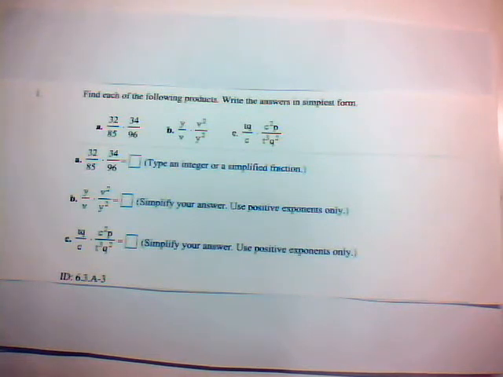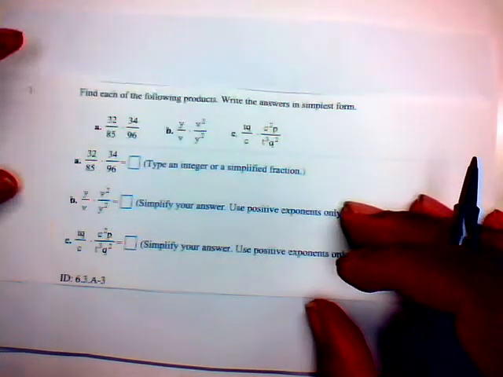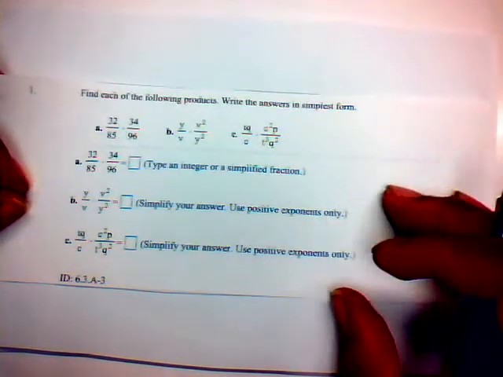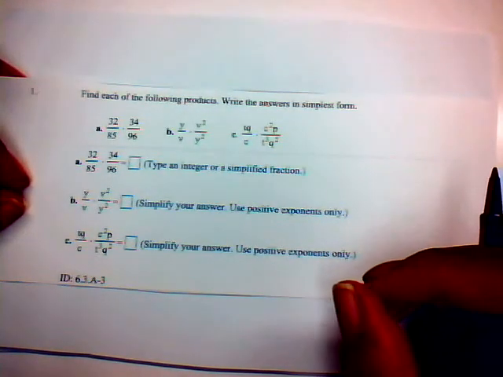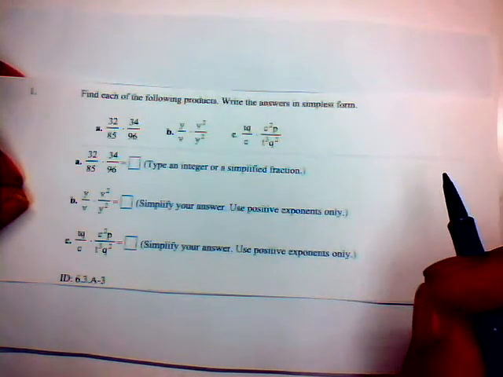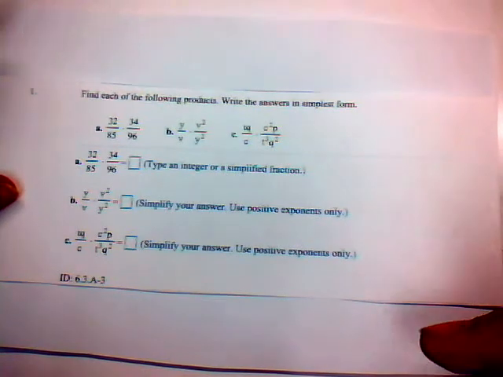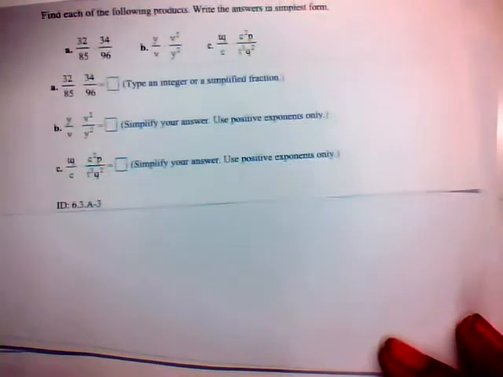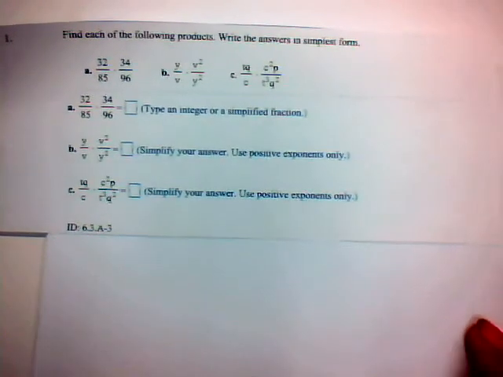We'll look at some of the homework problems in section 6.3 that deals with multiplication and division of fractions. In this case, the first problem is to find each of the following products, and then write the answers in simplest form. So in part A, we have 32 over 85 times 34 over 96.